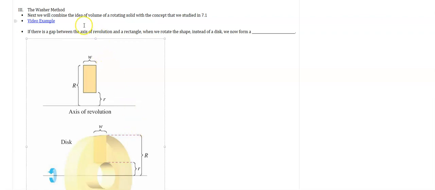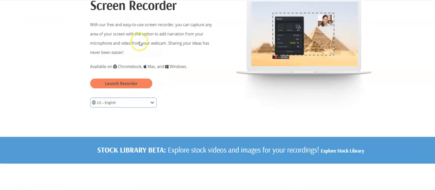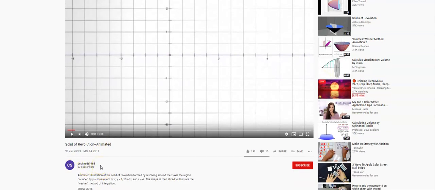This method is going to combine the idea of a volume of a rotating solid with the concept of the area between two curves. So I'm going to click this video example here to illustrate what I'm talking about, because this video is much better than anything I could come up with regarding how to visualize this. This is from C. Schmidt 1968 on YouTube, and we'll show you at least the visual of it.